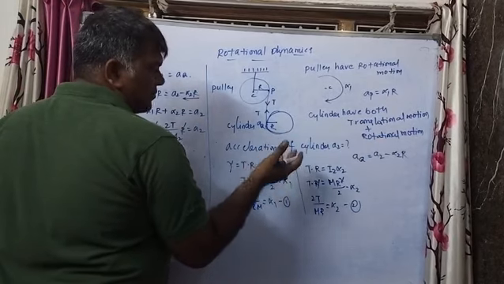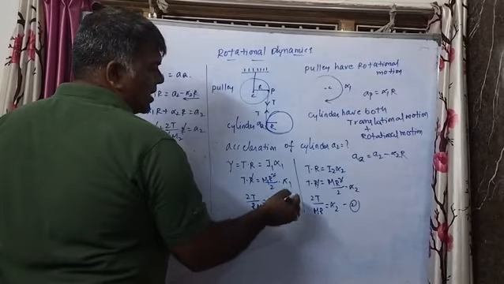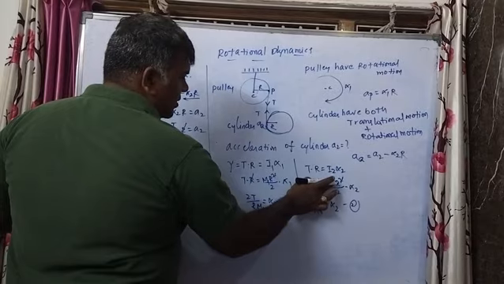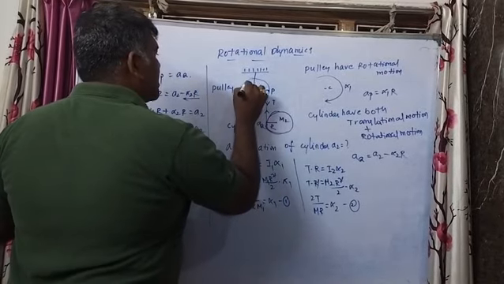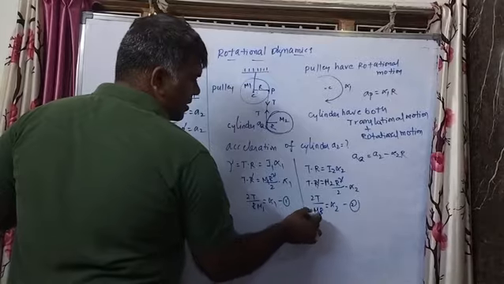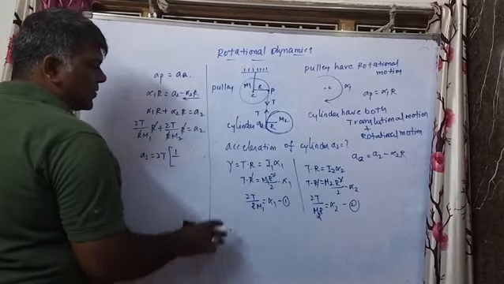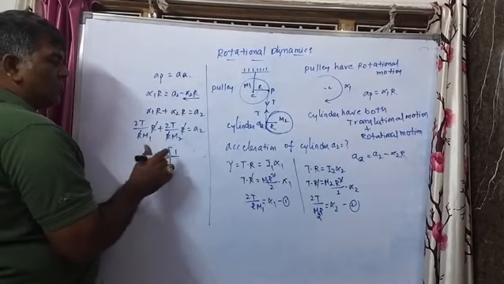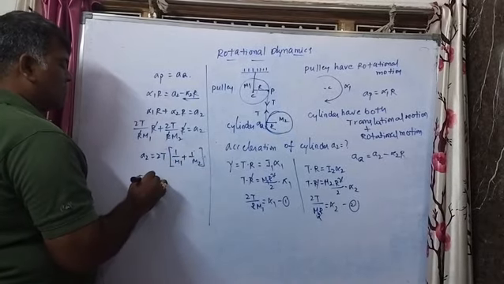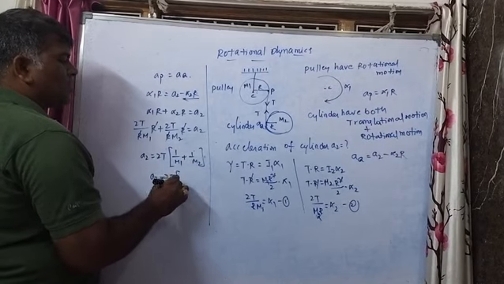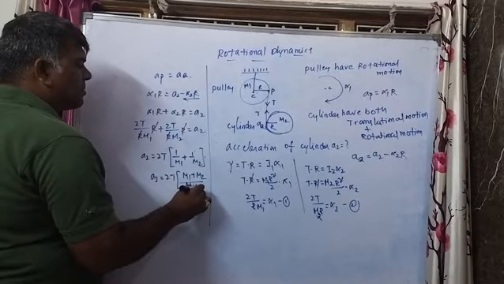The masses are different, as we considered. Here the mass is M1, and here the mass is M2. For the cylinder, the mass is M2, as given in the question. Is it clear? So A2 is equal to 2T into 1 by M1 plus 1 by M2. Now A2 is equal to 2T into M1 plus M2 divided by M1 into M2.